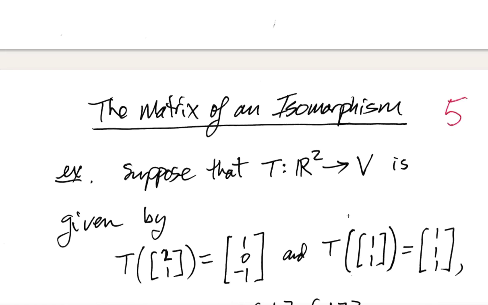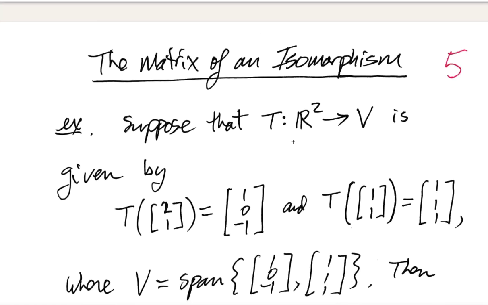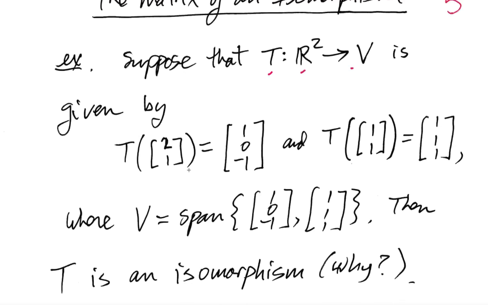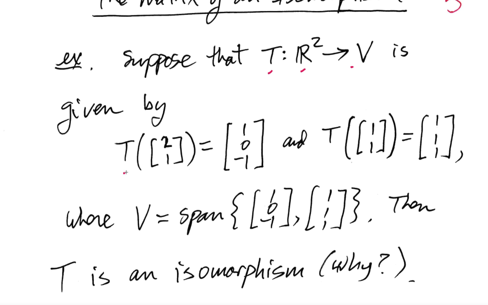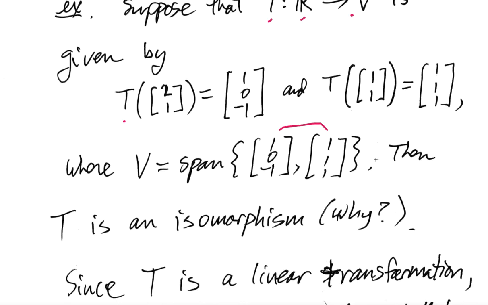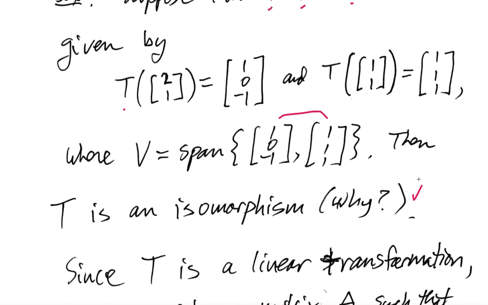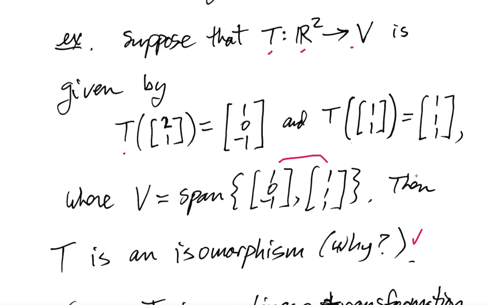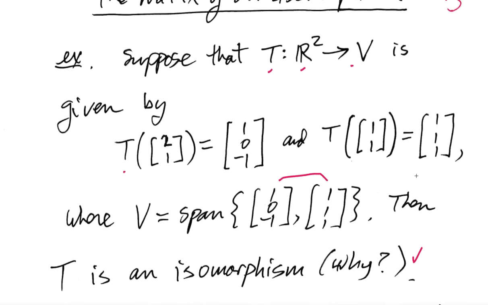Let's talk about the matrix of an isomorphism. Suppose that T is a linear map from R2 into V, and suppose it's given in the following way. T of the vector (2, 1) is (1, 0, -1). T of (1, 1) is (1, 1, 1), where V is the span of these two vectors here. Then T is an isomorphism. Why? Well, I hope you know now why from our previous theorem.